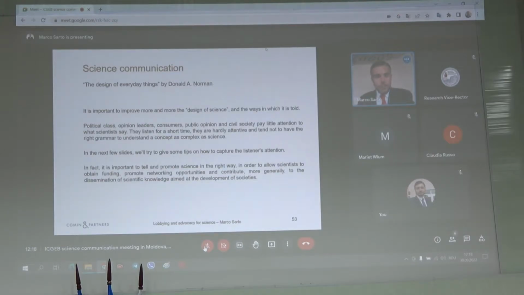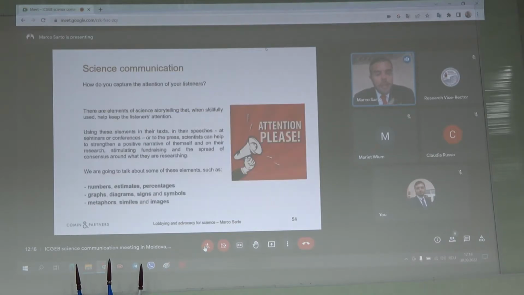So it is important to understand that it's necessary to communicate properly. It's necessary to communicate well. It's necessary to adopt a good design of communication just in order to be understood.